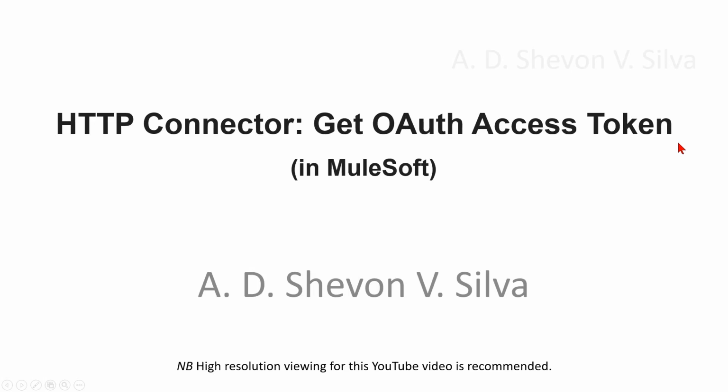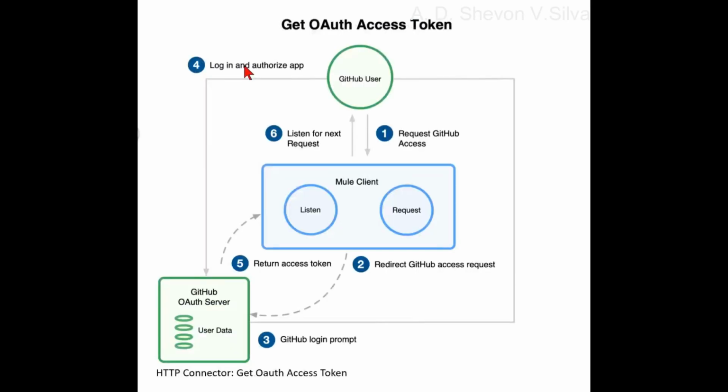HTTP connector get OAuth access token. Here you can see get auth access token in HTTP connector. The OAuth 2 authorization code configured the OAuth 2.0 authorization code grant type.